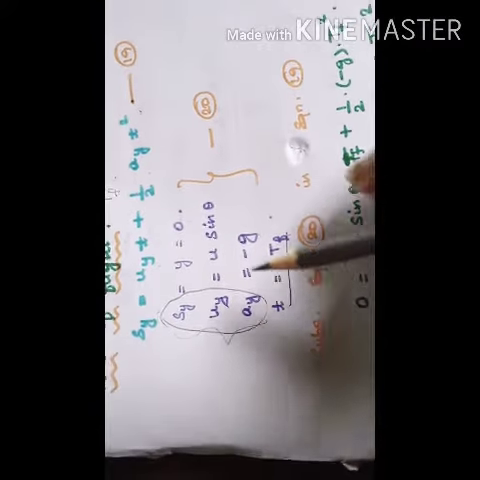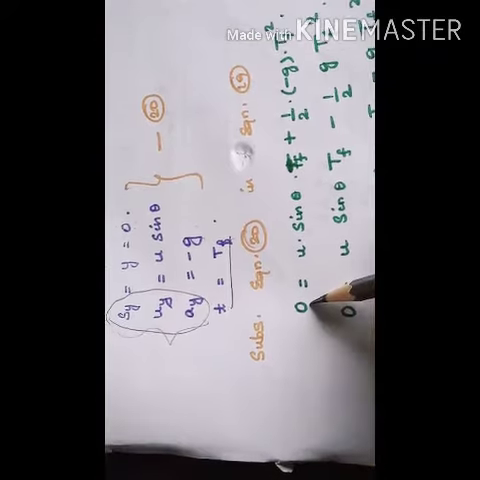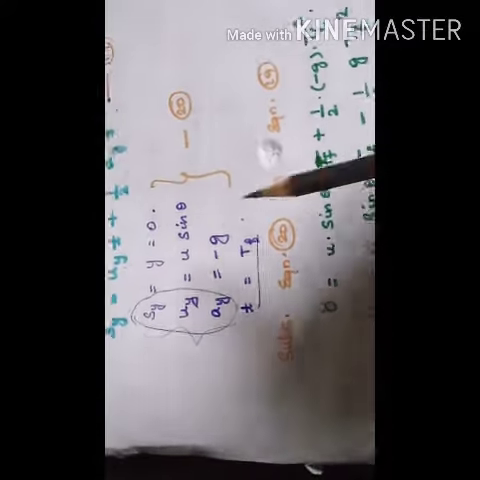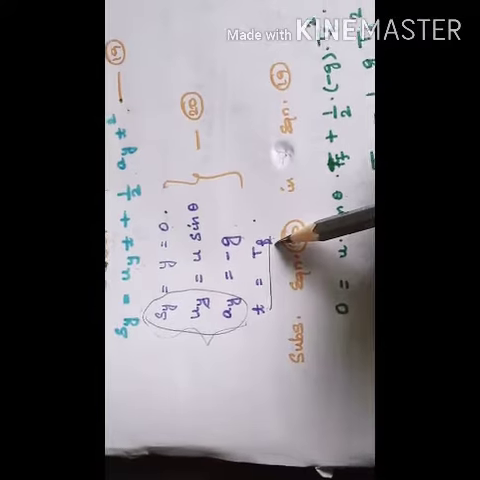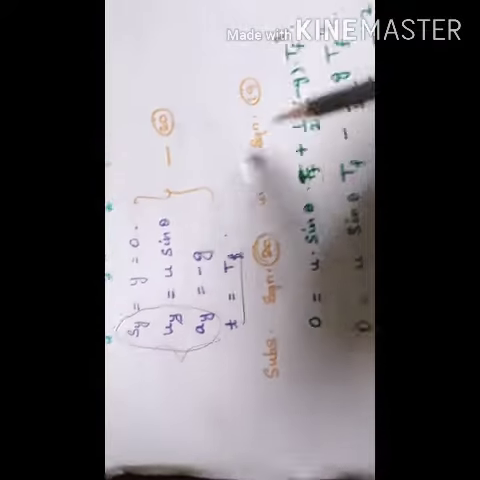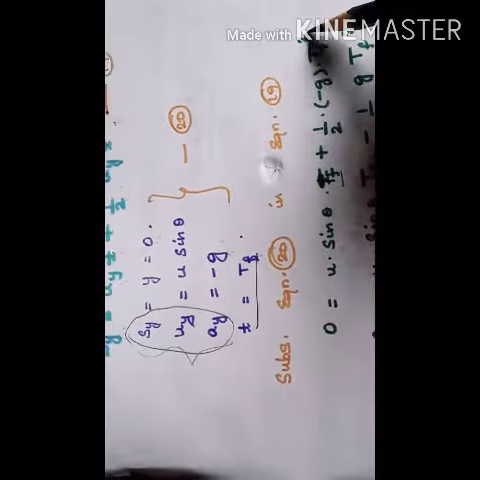Now sy is equal to 0, and in the place of uy we substitute u sin theta, t is replaced by tf, half ay is replaced by minus g, and t square is replaced by tf square.